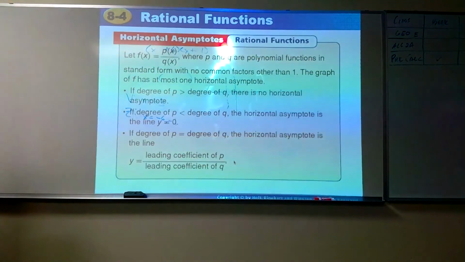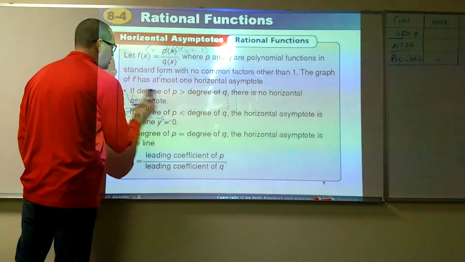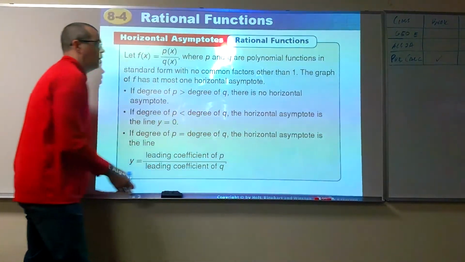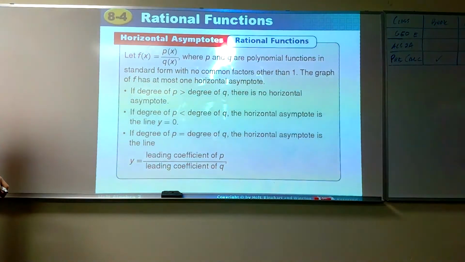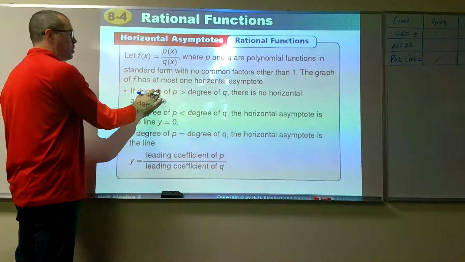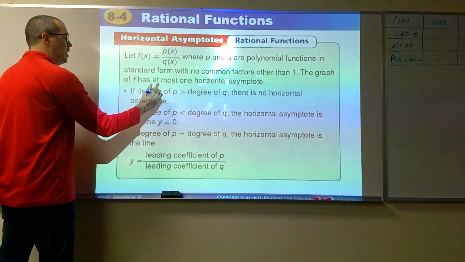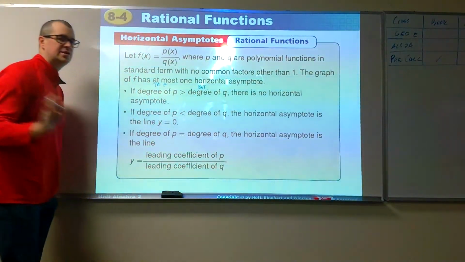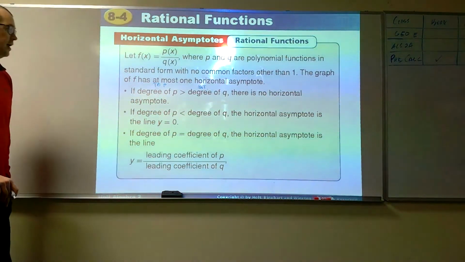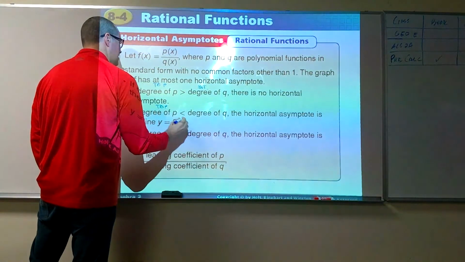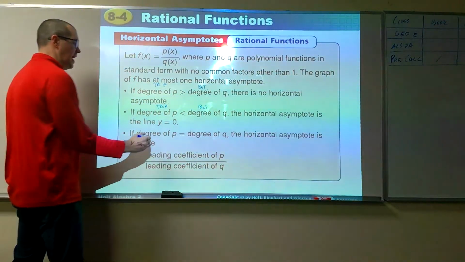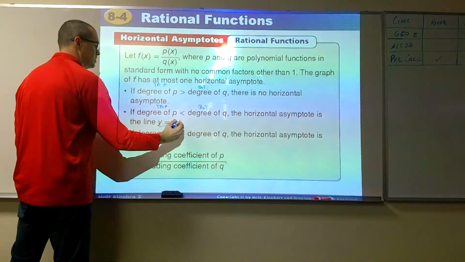Horizontal asymptotes. All right, this is the one where you're going to need to check this out in your book as you're going through the assignment, the worksheet today. Okay, horizontal asymptotes. You got to know what the degree is. Remember, the degree is the exponent, okay? If the degree of the top is greater than the degree of the bottom, there is no horizontal asymptote. If the degree of the top is less than the degree of the bottom, then the horizontal asymptote is the line y equals 0, the x-axis.